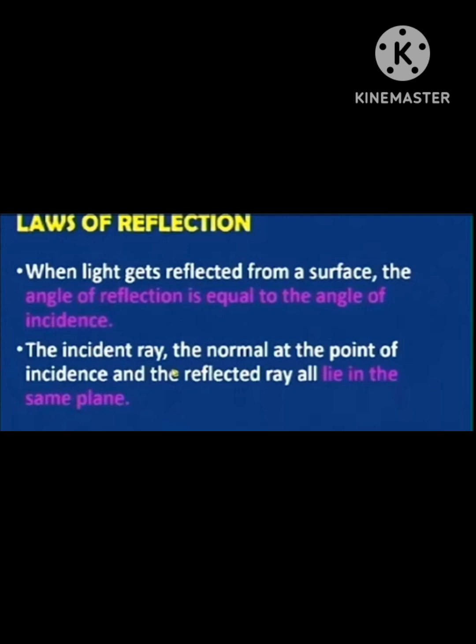What is the meaning of that first statement? If the angle of incidence is 30 degrees, the angle of reflection is also 30 degrees. If the angle of incidence is 45 degrees, the angle of reflection is also 45 degrees. If the angle of incidence is 60 degrees, the angle of reflection is also 60 degrees. That is the meaning of the first statement: the angle of incidence is equal to the angle of reflection.